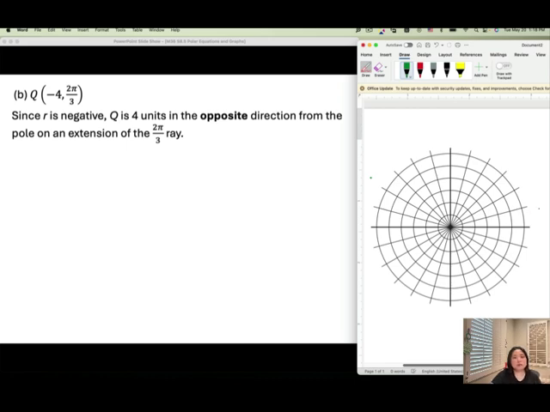Part B. Point Q, -4 and 2 pi over 3. So this is going to be the radian. Since we need 4 units, I'm going to get another polar graph here. This one is 15 degrees for each of them. So you're going to know this is 0, pi over 6, pi over 4, pi over 3, and pi over 2. 2 pi over 3, that'll be 120 degrees. So that will be this guy here, 2 pi over 3.